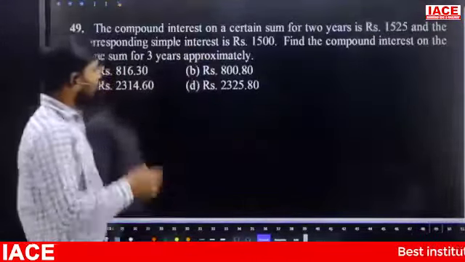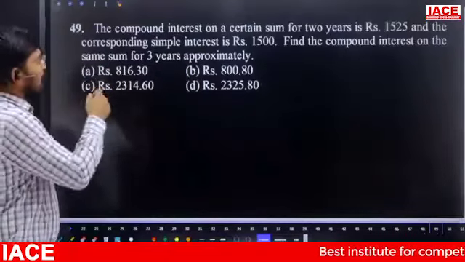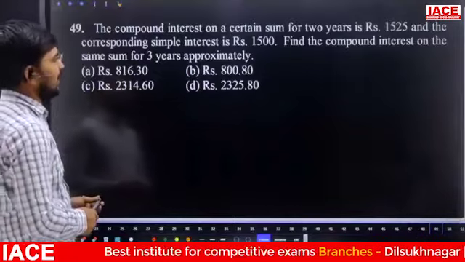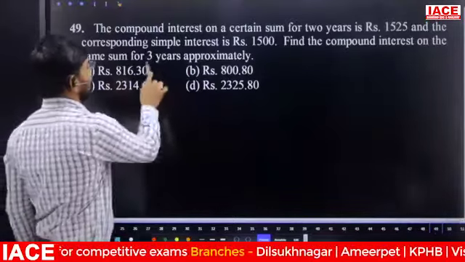Okay. 49th question, I think the last question. The compound interest on a certain sum for 2 years is 1525 and the corresponding simple interest is 1500. The compound interest on the same sum for 3 years approximately will be dash.